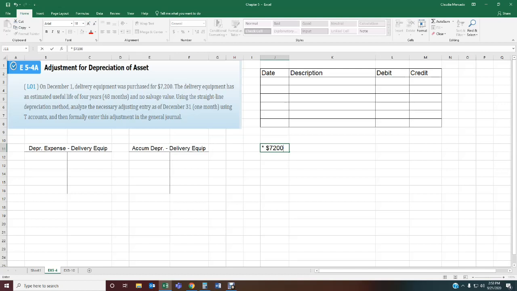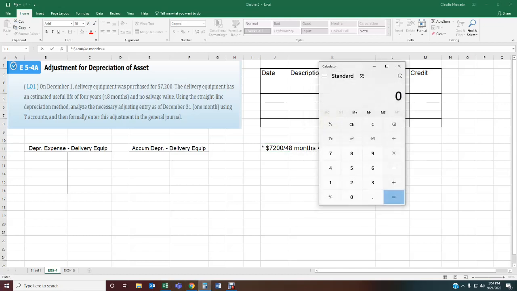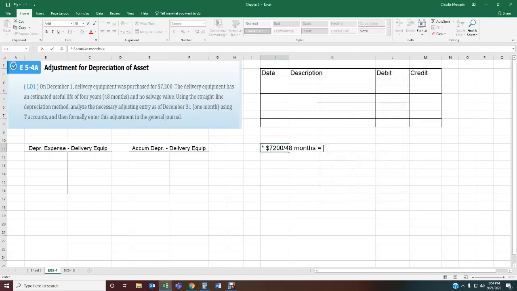In this case, we don't have a salvage value, so I'm just going to take my $7,200, and I'm going to divide it by the number of months. Okay, so we are estimating that this delivery equipment is going to last me 48 months. Let me get my calculator, 7,200 divided by 48 months. So that means that every month that we use up this delivery equipment, we are going to depreciate it $150. Okay, so that is my monthly depreciation expense.